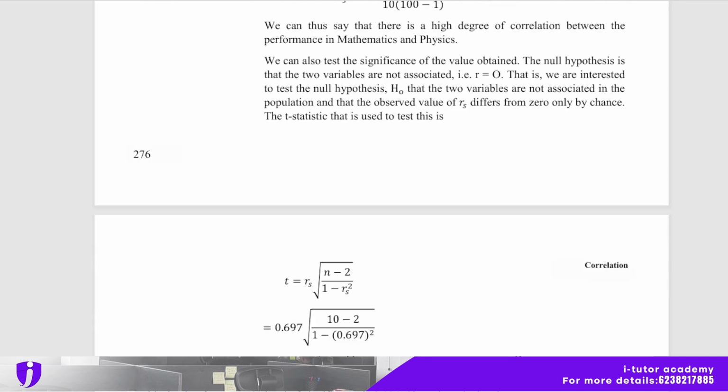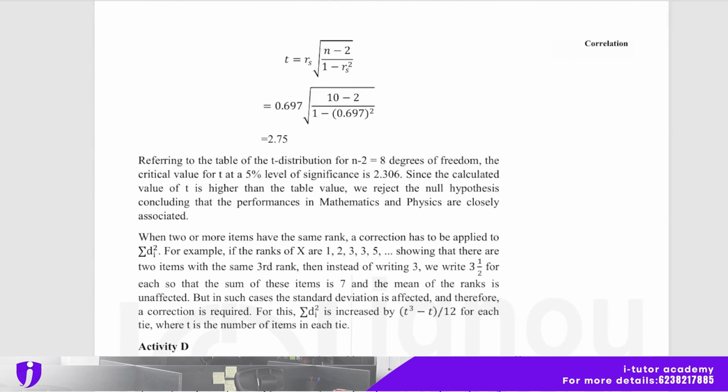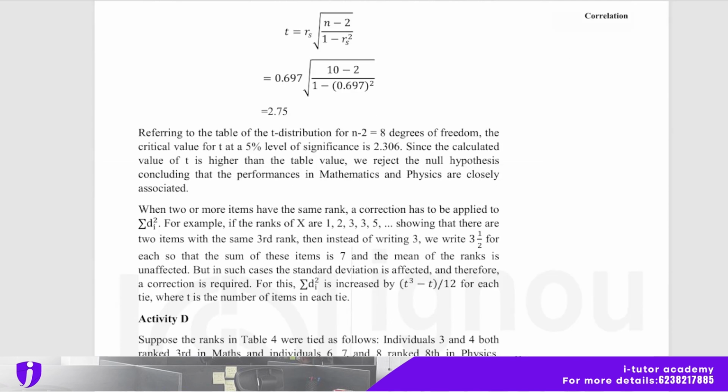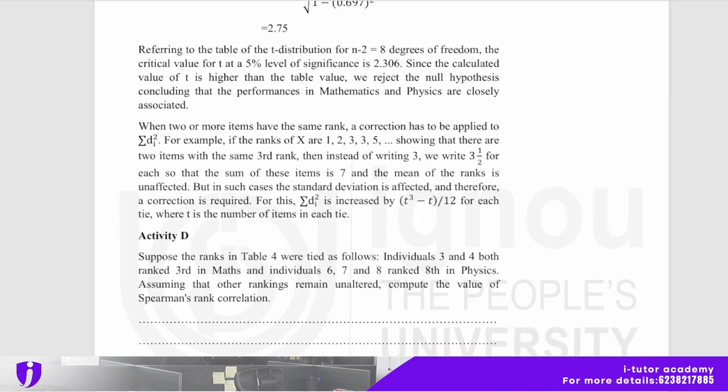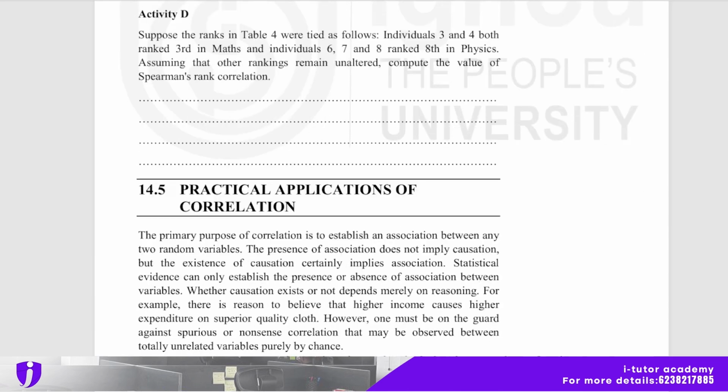Okay, so that is an example, and the equation is also here, you just refer to it. Referring to the table of the t distribution for n minus 2 equal to 8 degrees of freedom, the critical value for t at a 5% level of significance is 2.306. Since the calculated value of t is higher than the table value, we reject the null hypothesis, concluding that the performances in mathematics and physics are closely associated. And activity D is here, you just try to do it.